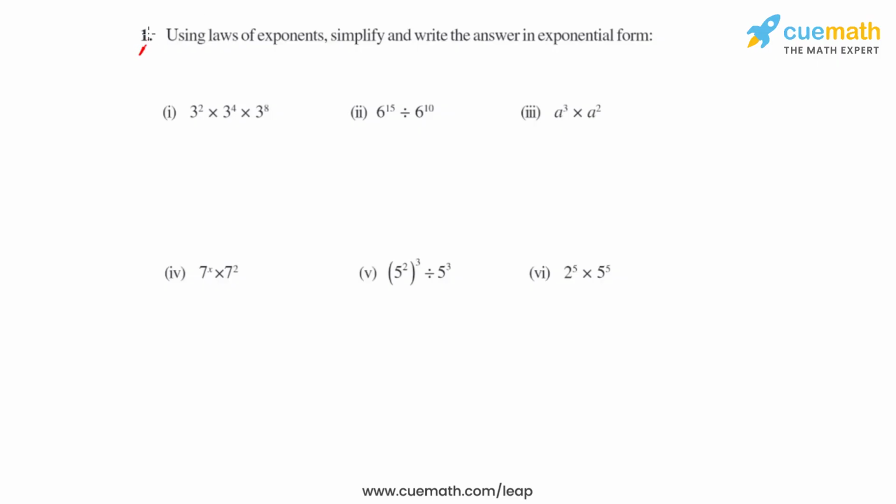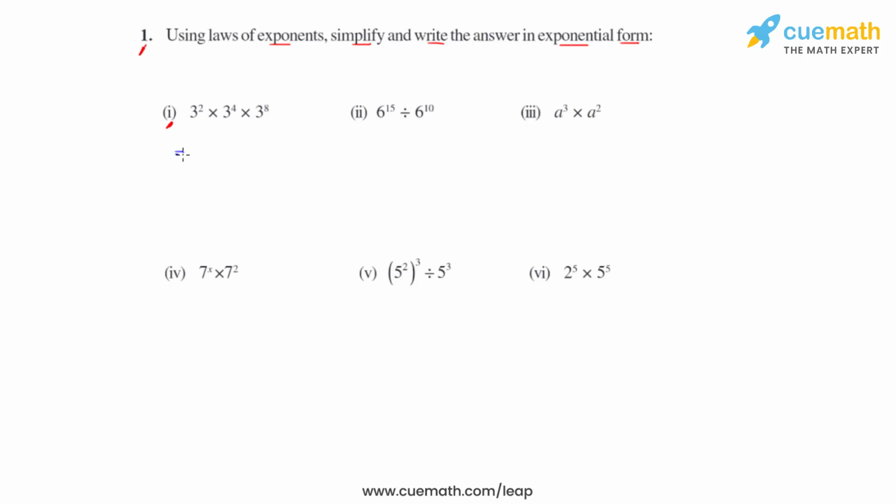Question number 1 of this exercise says that using laws of exponents, simplify and write the answer in exponential form. We'll start with the very first bit. In this bit we see that the three different numbers have got the same base but different powers, and all the three numbers are in multiplication.